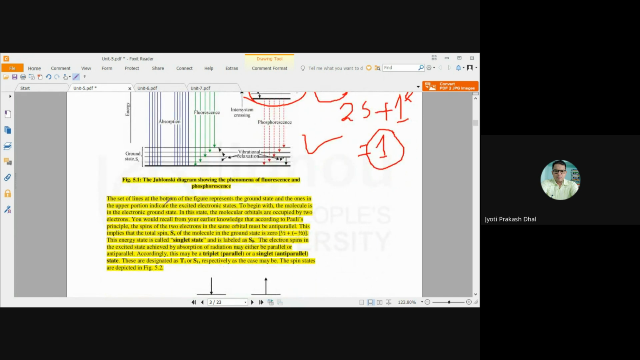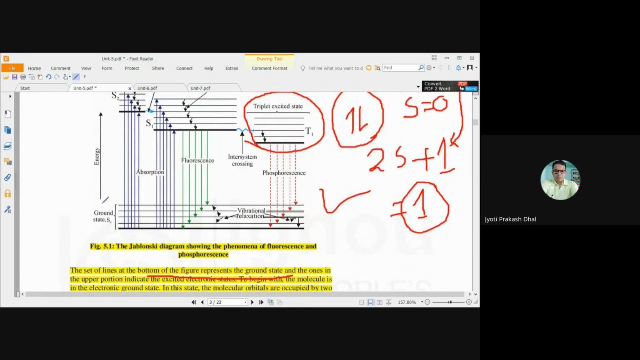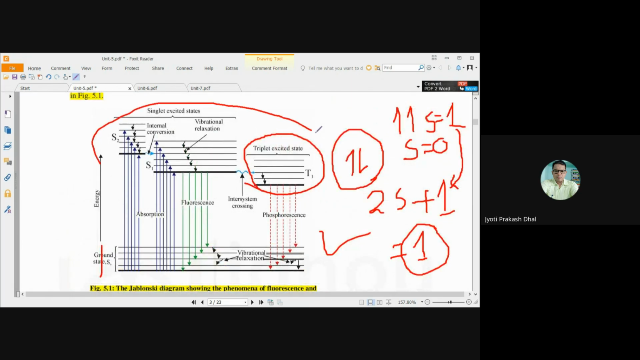A set of lines at the bottom of the figure represents the ground state, and the ones in the upper portion indicate the excited electronic states. So these lines are called ground state, and in the upper portion, all the lines are called excited states.